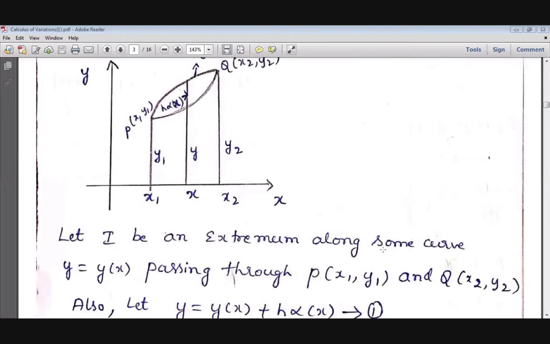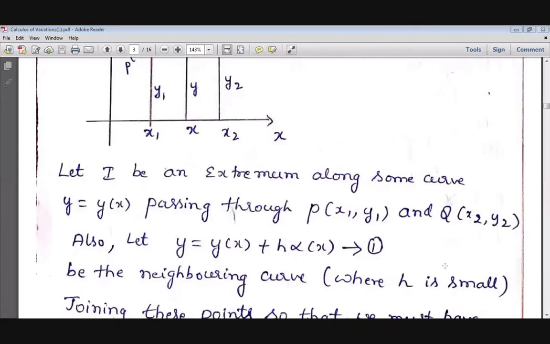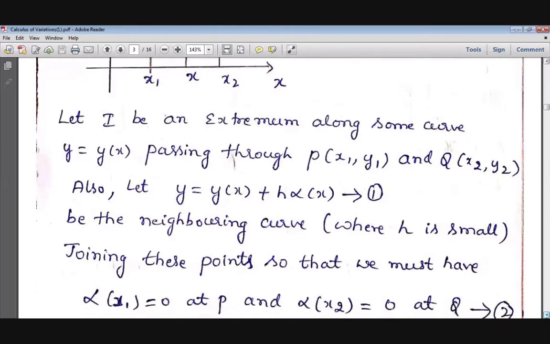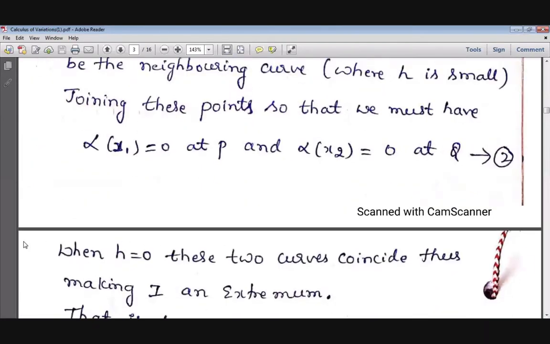Let I be an extremum along some curve y equal to y of x passing through P of x1, y1 and Q of x2, y2. Also let y equal to y of x plus h alpha of x, equation 1, be the neighboring curve where h is small, joining these points, so that we must have alpha of x1 equal to 0 at P and alpha of x2 equal to 0 at Q.